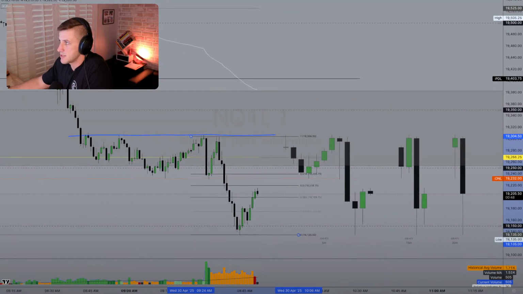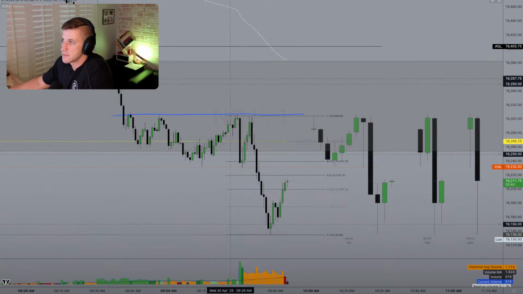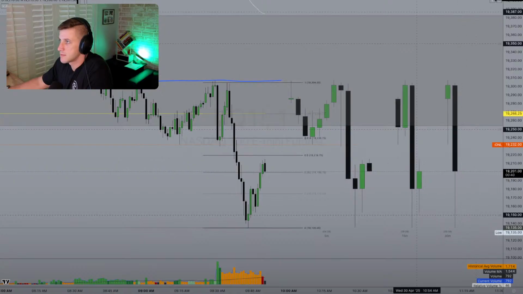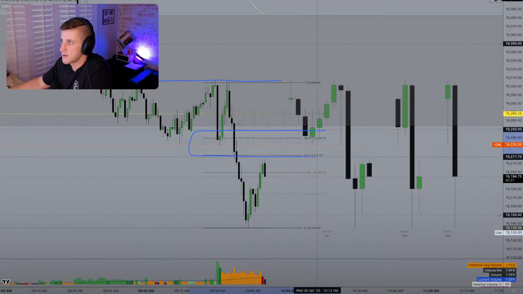Okay, your overnight low is right there at 232. 50% fib right in this area. Yeah, there's a tough zone for buyers right here. Fib sell zone, overnight low, and the key level of interest.